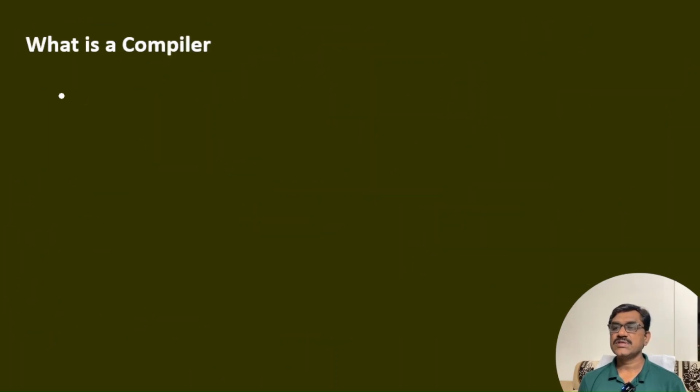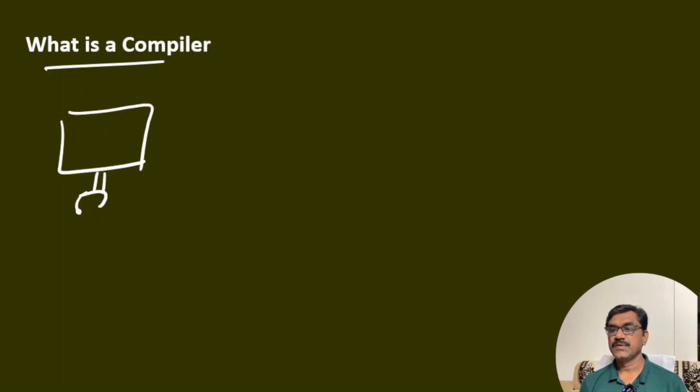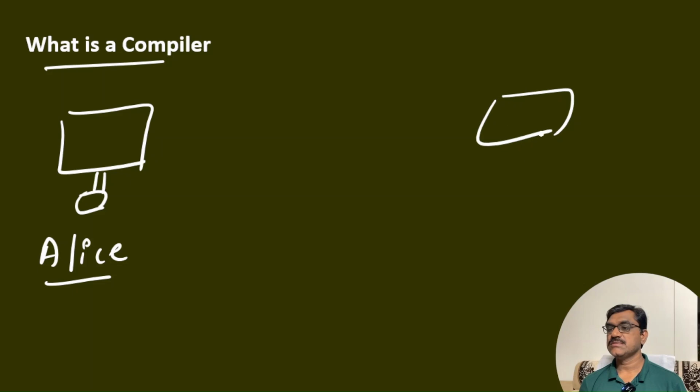Now we are going to discuss first what is meant by a compiler. This is very, very important. Take a system. Here I am taking a system. This is the system of Alice, right? And here we have another system. This is the system of Bob.